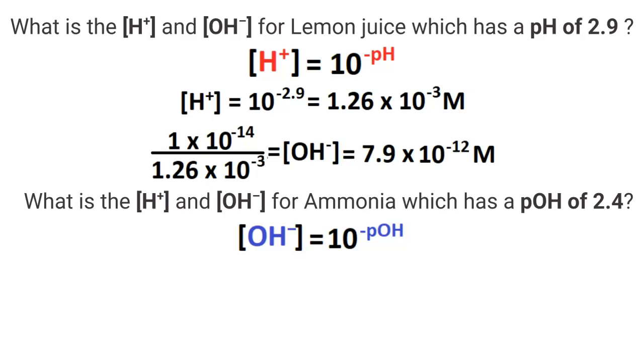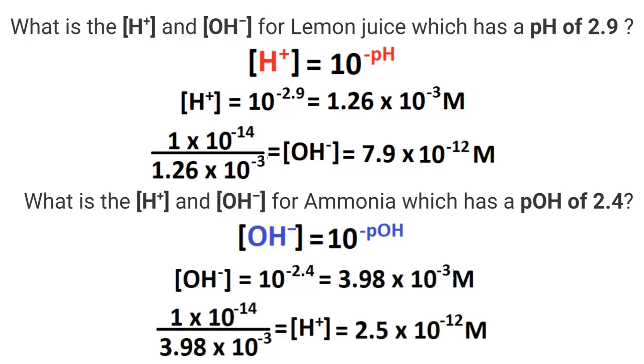We do the same thing for the ammonia, which has a pOH of 2.4, but this time we have a pOH, so we can figure out the OH negative. We plug in what we know, so OH negative equals 10 to the power of negative 2.4. Plug that into our calculator, and we get 3.98 times 10 to the negative 3 molar.